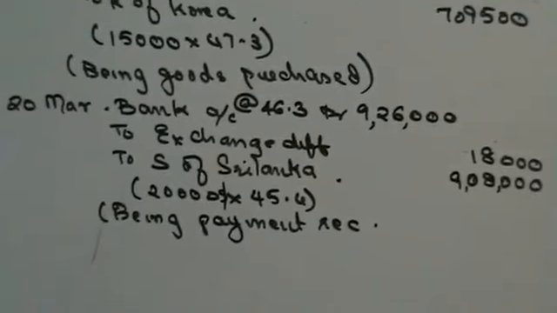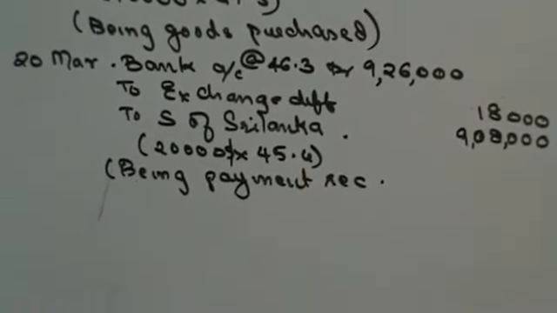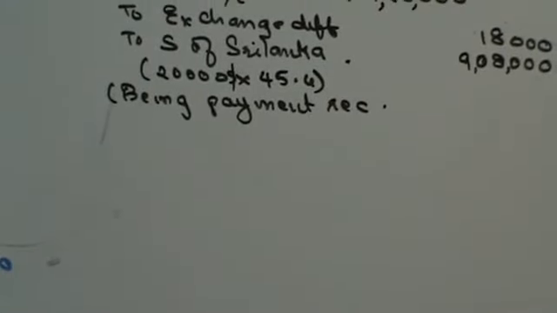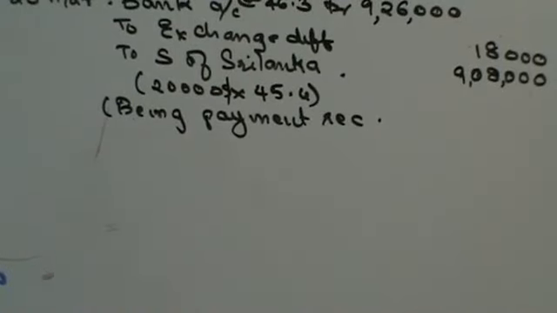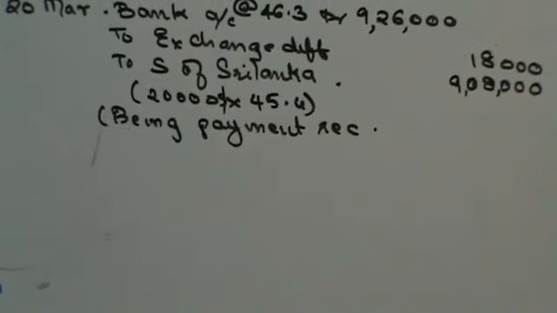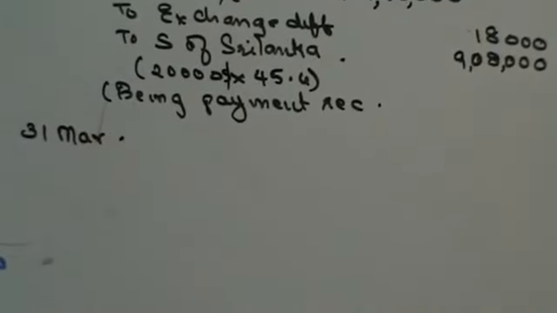Right? Now there are only two people from whom I have not received payment till the end of the year. I have received entire payment from C of China, from F of France, and from G of Germany. The only person who has not been paid as on 31st March is K of Korea. I have to make a payment to K of Korea. So let's do the rate change entry. 31st March. S of Sri Lanka also, right?